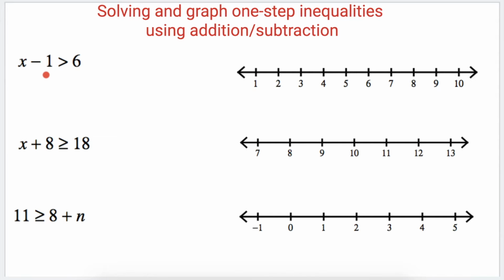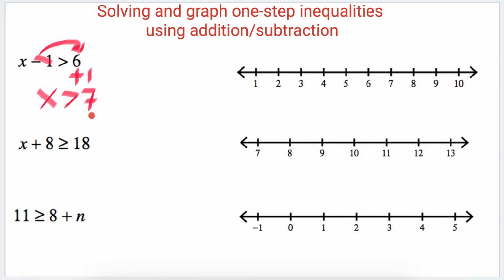So the first thing I'm going to do is I'm going to move this negative 1 over to the right side by adding plus 1. This negative 1 that's on the left side cancels out, and the only thing that remains is x. The symbol here, the greater than sign, remains the same, and 6 plus 1 gives us 7.